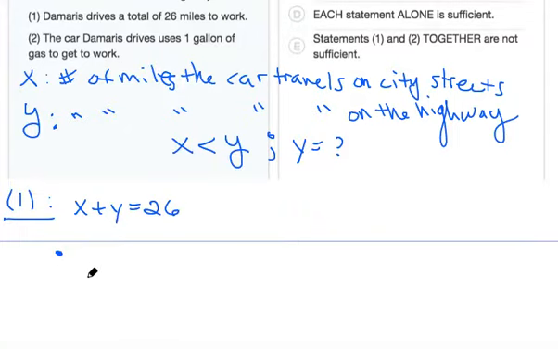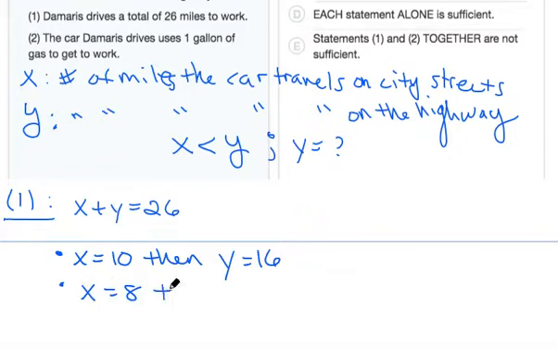Now, if this is the only information that we know, along with what we have up here, there's no way that we would be able to determine what y is exactly, because if x is, say, 10, then y is 16, and we can find a value. But say x is 8, then we can plug that in and y would be 18. All of the conditions hold and all the statements hold, but these obviously are not the same. So our value of y is really dependent on x here, and we don't know the value of x. So this statement alone is not sufficient.